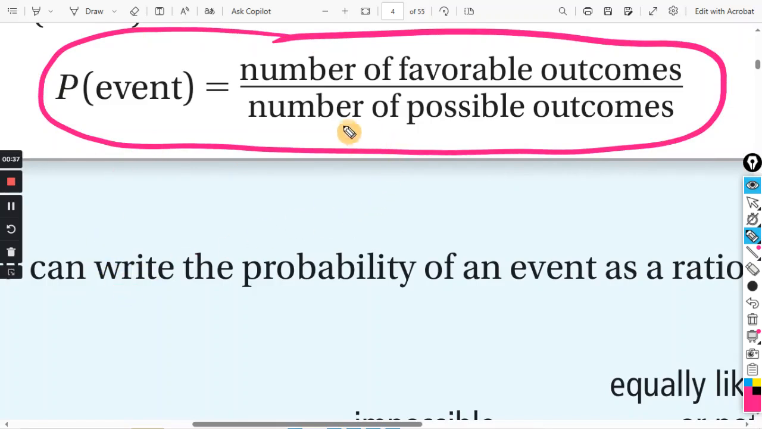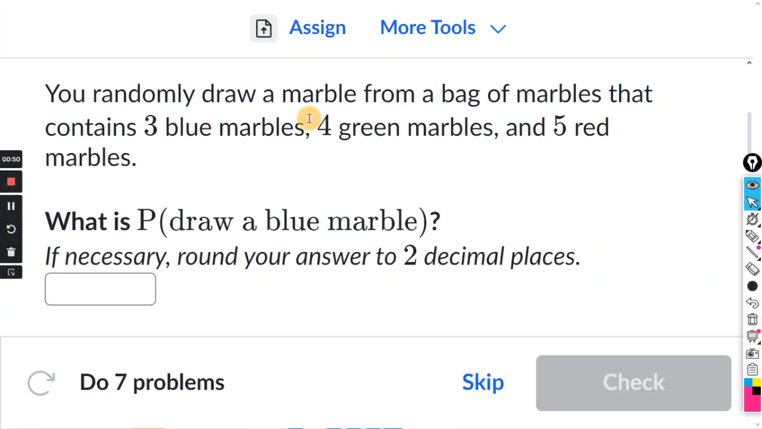And just remember, in most cases, the total number of outcomes is in the denominator. So it's number of favorable divided by number of possible. All right, you randomly draw a marble from a bag that contains 3 blue marbles, 4 green, and 5 red. What is the probability that you draw a blue marble? If necessary, round to 2 decimal places. They let us enter the answer as a fraction, and you don't even have to reduce it. So I'm not going to do the decimal, I'm just going to do the fraction.